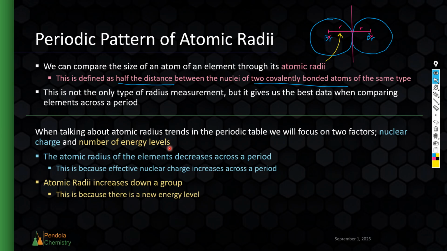Know that for the most part, anything that affects ionization energy is going to affect atomic radius. The one we obviously leave out of the conversation is the size of the atom, because when we're talking about atomic radius, we are talking about the size of the atom. So we focus on two things: the nuclear charge, or the charge within the nucleus of the atom, and the number of energy levels. So the atomic radius of the element is going to decrease across a period. And that's because the effective nuclear charge increases across a period.